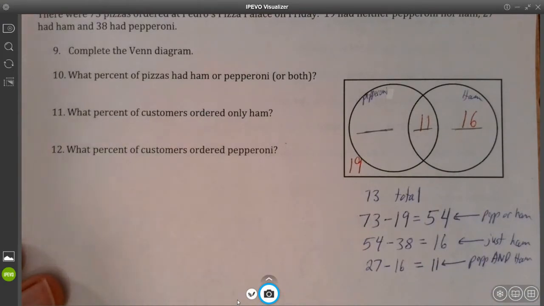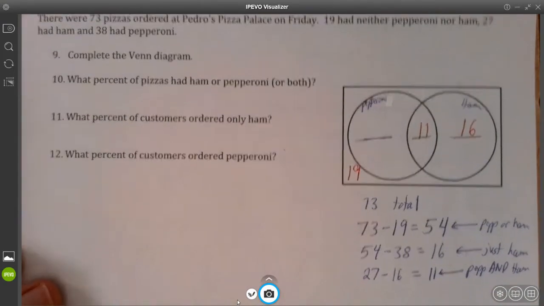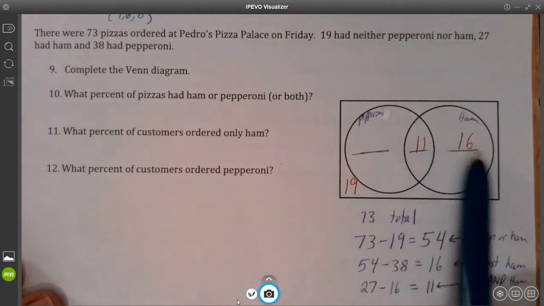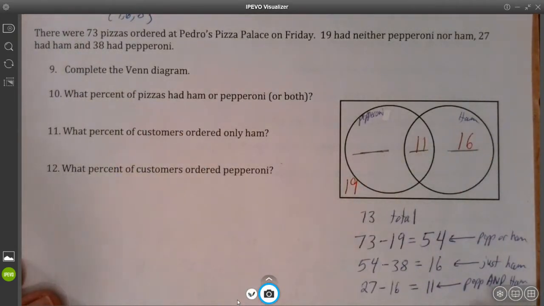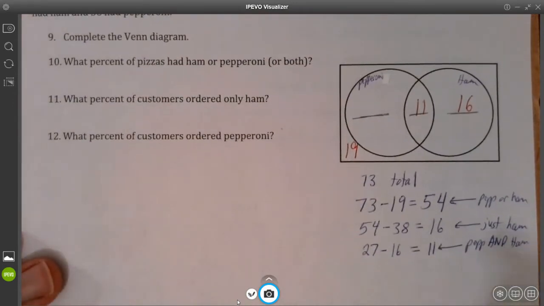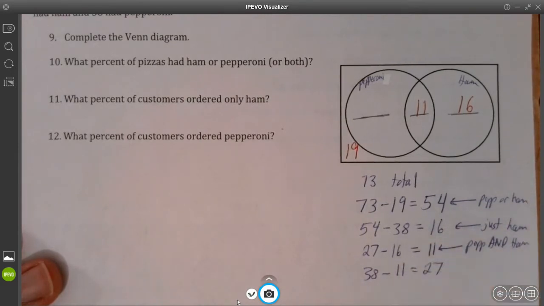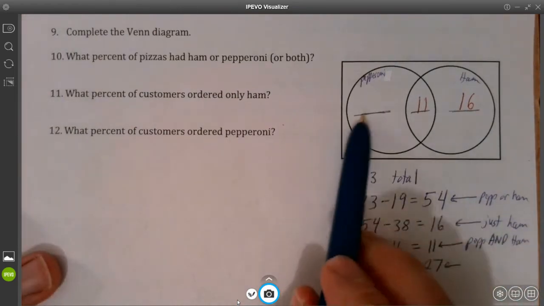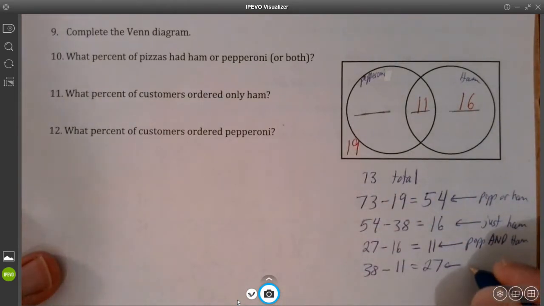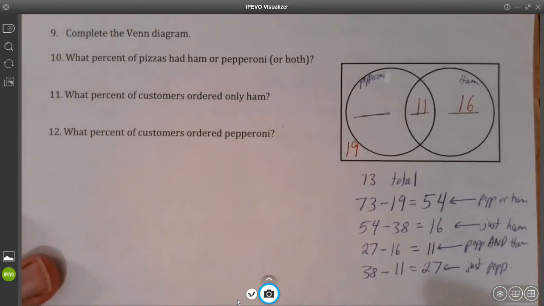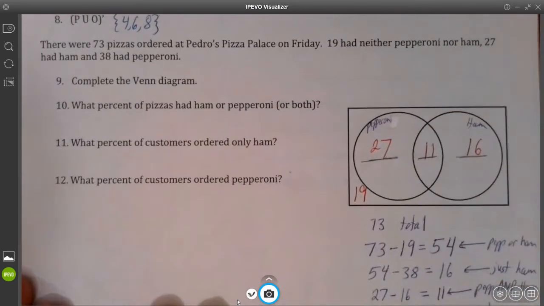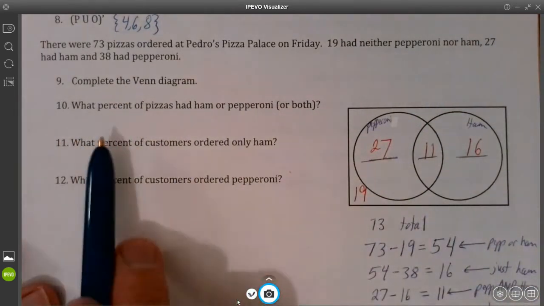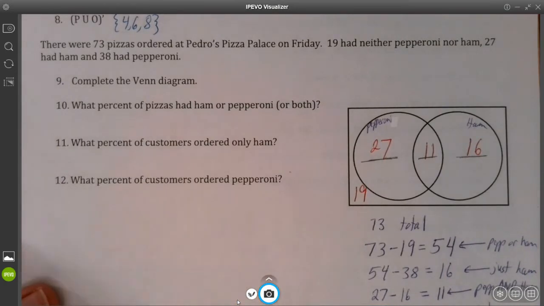We can actually do this multiple ways. We could do 73 minus the numbers we have to give us the one that's left. We could also do pepperoni, which is 38, and we will subtract away 11, and that gives us 27. We have seen that number before, but it represented something different last time. And this 27 is this slot. So it's just pepperoni. So 27. So let's answer some questions. First of all, complete the Venn diagram. Done.